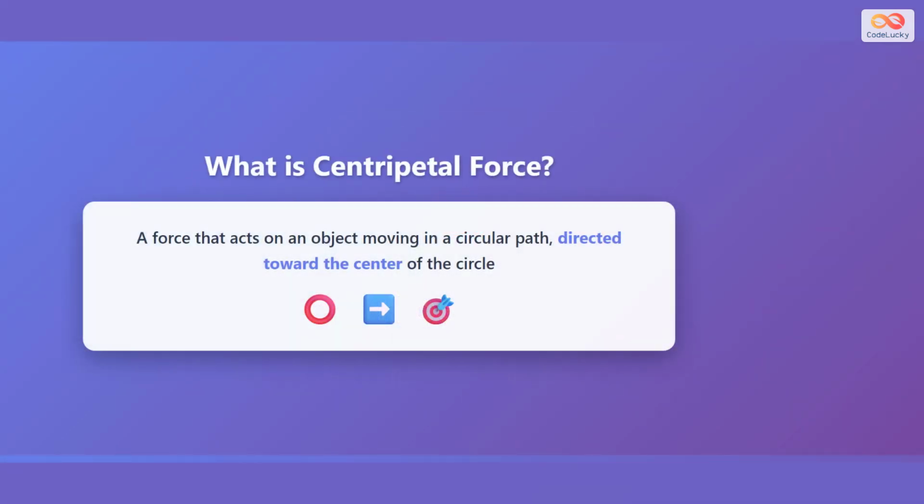So what exactly is centripetal force? Centripetal force is a force that acts on any object moving in a circular path. The key characteristic of this force is that it is always directed toward the center of the circle. The word centripetal actually means center-seeking. Without this inward force, objects would simply move in straight lines according to Newton's first law. Instead, this force continuously pulls the object toward the center, causing it to follow a curved, circular path.